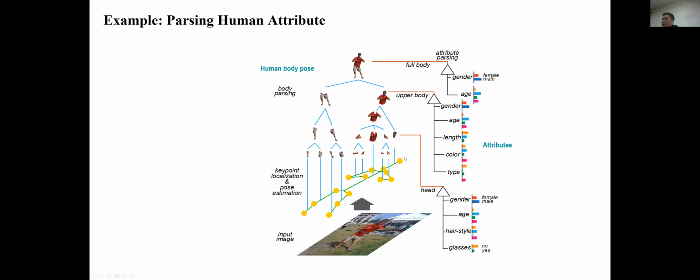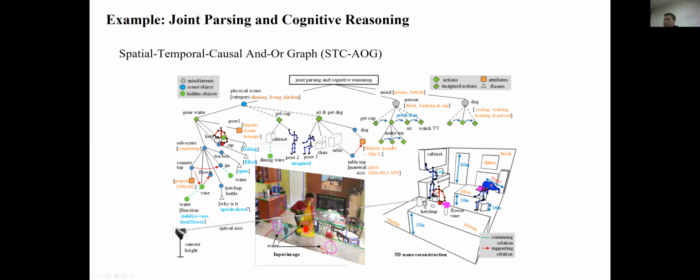Then in a more complex scenario, the parse graph includes what we call joint parsing. That means, for example, in this picture, you go from 2D into 3D, and then you also have time. You try to represent the temporal change before and after: what this person was doing before and what she will do after. And then you also do some cognitive reasoning. The cognitive reasoning means the physical attributes behind the scene.